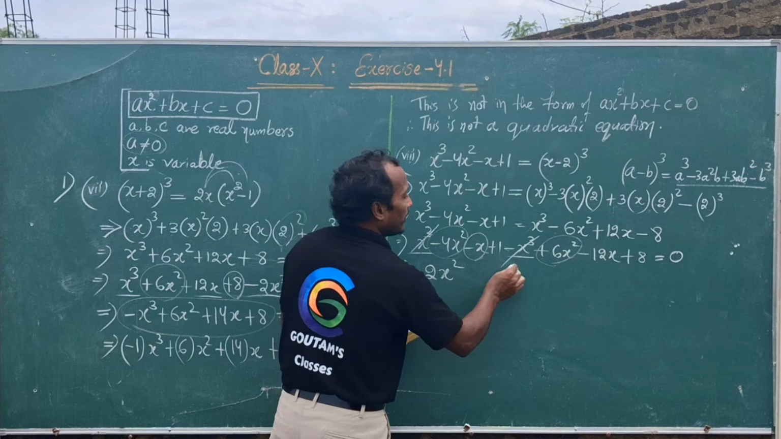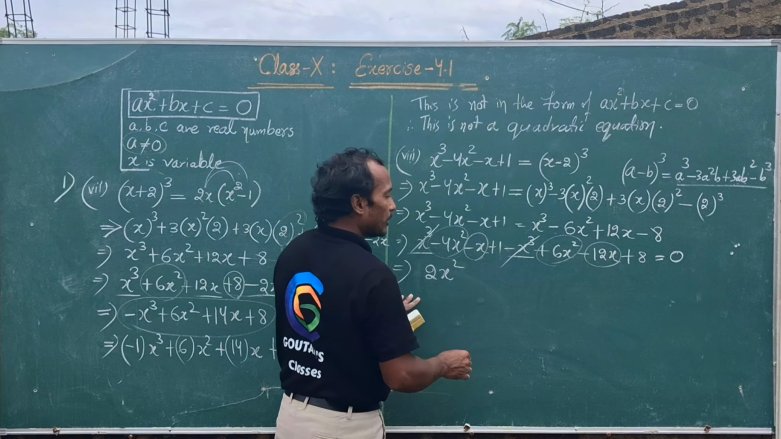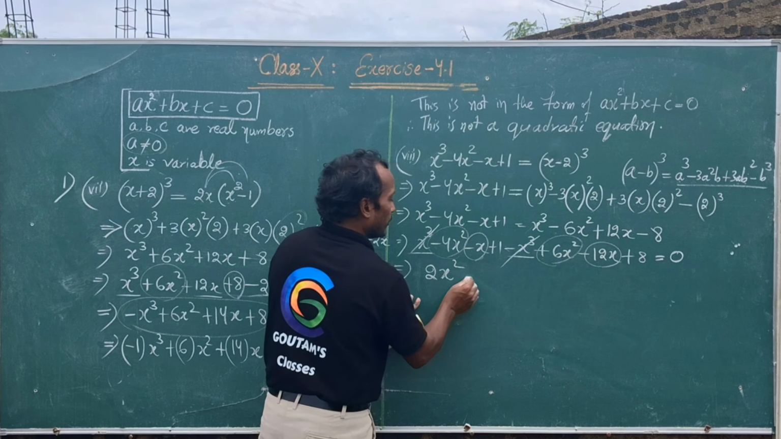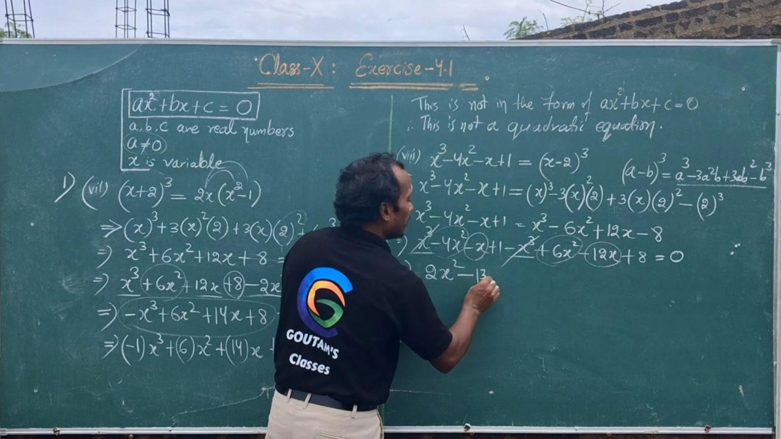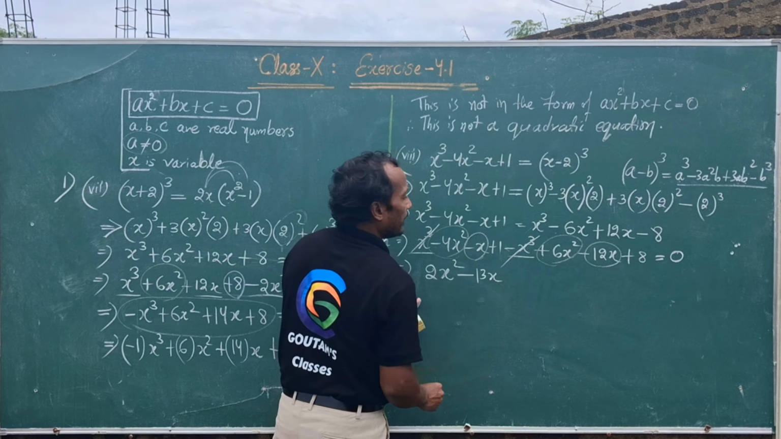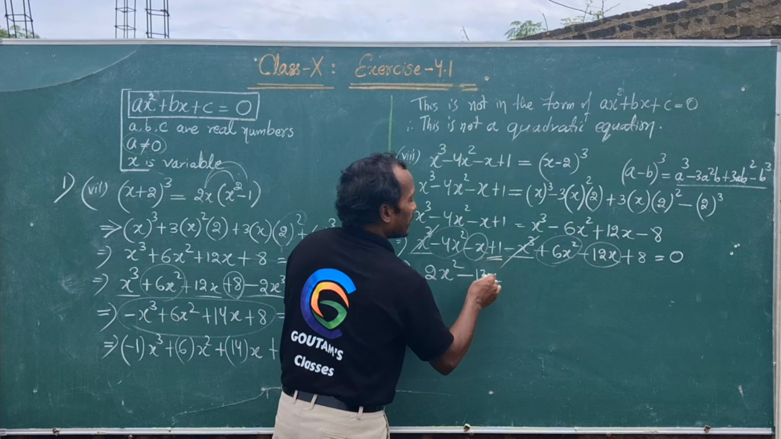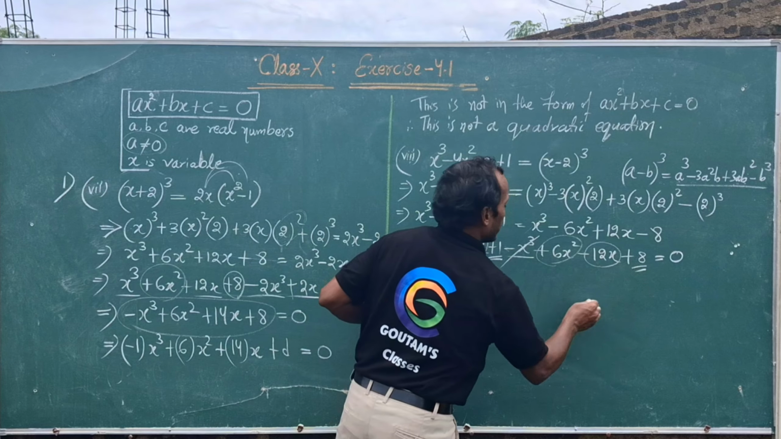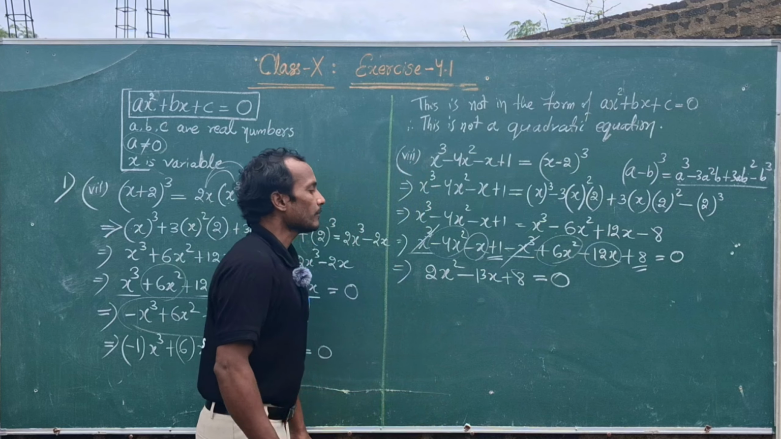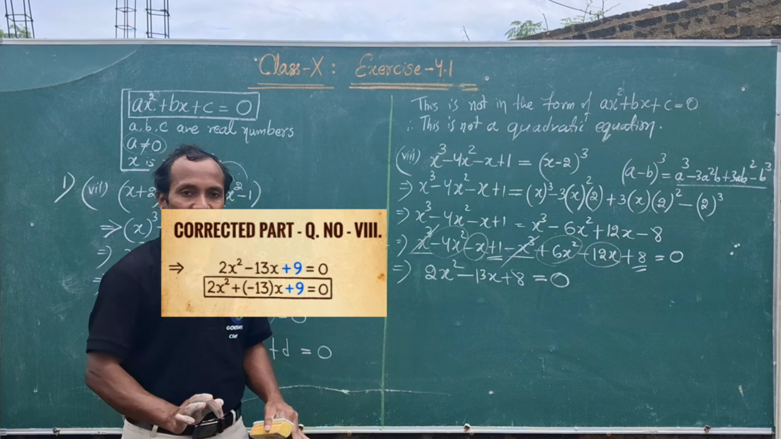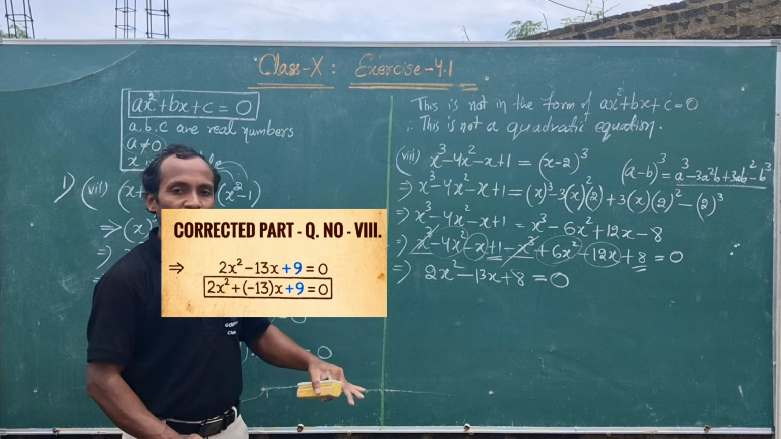Now minus 6 and minus 12x, these two are like terms. They both have same symbols. So there will be addition of the coefficients. 12 and 1 will give you 13. Copy the variable. Now what are the constant parts left? Plus 1 and plus 8. 1 plus 8 gives you 9. Now this is the simplified step of this particular part viii.